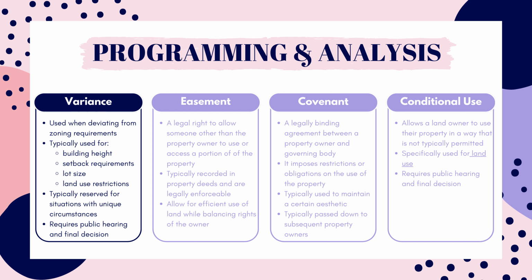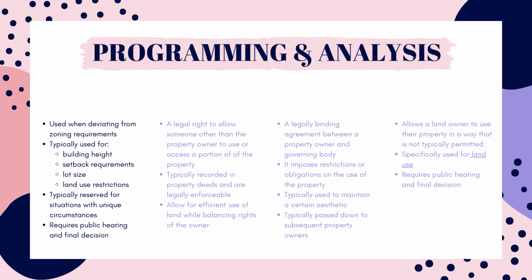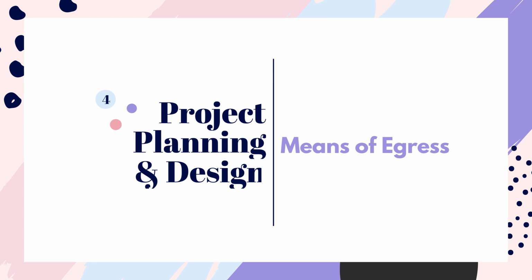An easement is a legal right to access someone else's property. A covenant places restrictions on the use or appearance of a property. There are a few different types and I'll cover this in the next video, so make sure to tune in. A conditional use is similar to a variance in that it's a deviation from zoning requirements, but it's specifically used for land use type. It's called a CUP, conditional use permit. The purpose is to allow zoning to impose special conditions on a project to make sure the development doesn't adversely affect the surrounding area. Moving right along to our next exam, project planning.